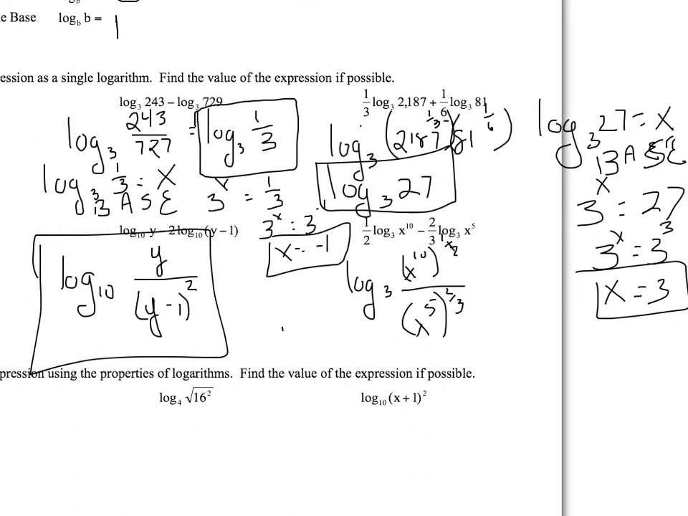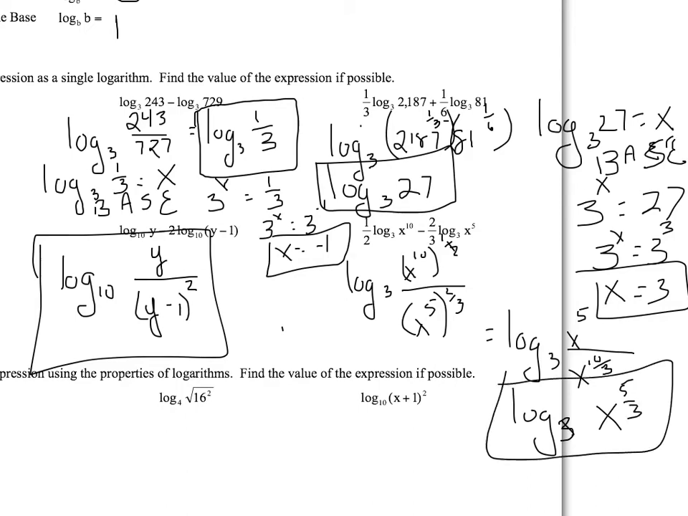Move this over a little bit. So we will have log base 3, x to the 10th to the 1/2 is x to the 5th. Multiply the powers. x to the 5th to the 2/3 is x to the 10/3. x to the 5th divided by x to the 10/3 is going to be, when you divide, you subtract exponents, so it'll be x to the 5/3. So that's your final answer there.